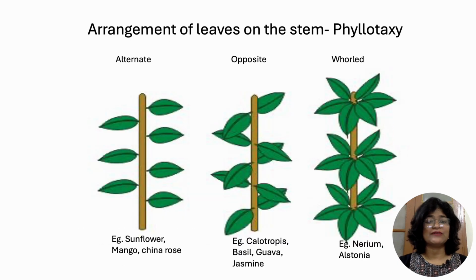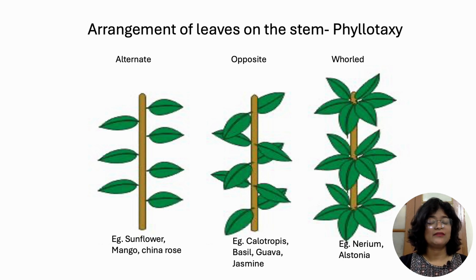The arrangement of leaves on the stem is called phyllotaxy. Alternate arrangement is when only one leaf will arise from one node and they will be arranged spirally on the stem. Example, sunflower, mango and China rose.